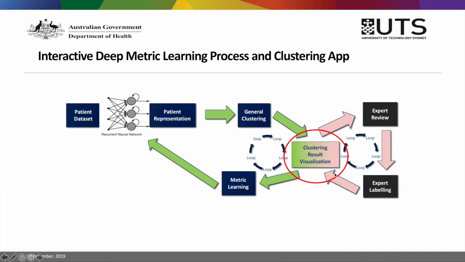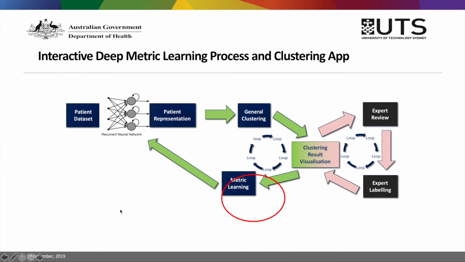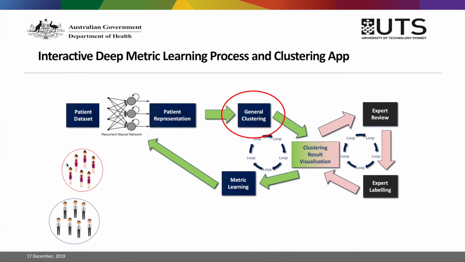fit-for-purpose clustering outcome. If the users are still not satisfied with the outcome, they can review the result and do labeling again, and call metric learning again to continue improving the clustering performance. This process will be repeated until the clustering result satisfies the expert.